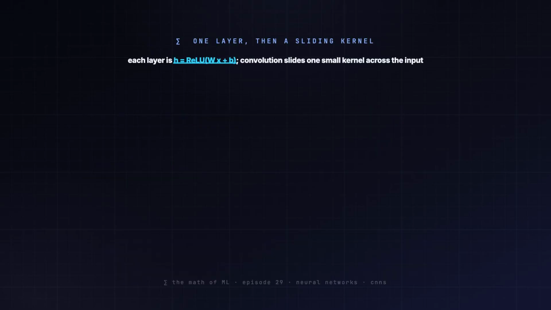In symbols, each layer computes h equals the nonlinearity of W times x plus b. Compose those, layer 2 of layer 1 of the input, and you get a network.